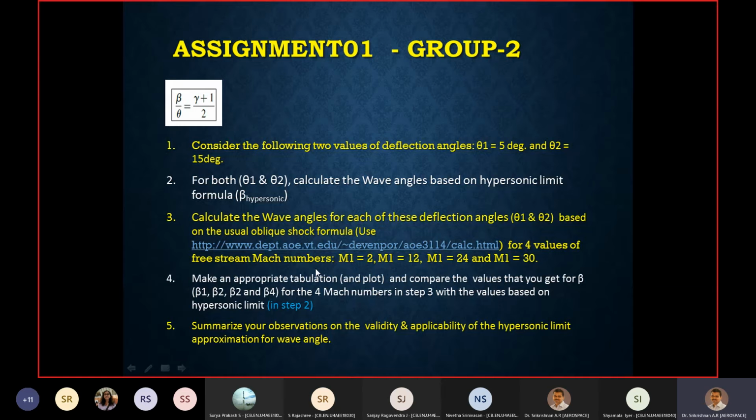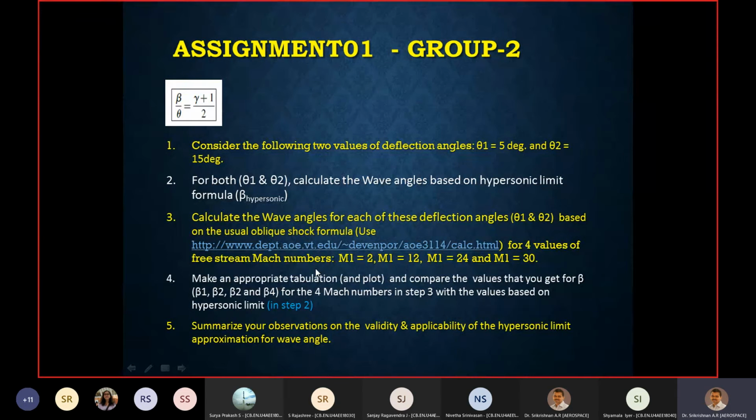And then compare the results with the hypersonic limit beta by theta equals (gamma plus 1) by 2. That gives you a value of beta. The full shock calculation also gives you a value of beta. I want you to compare that, and then summarize your observations. That's important. The fifth step: you should summarize your observations and inferences on the validity and applicability of the hypersonic limit approximation for wave angle. Then you should tell us where it is actually applicable.